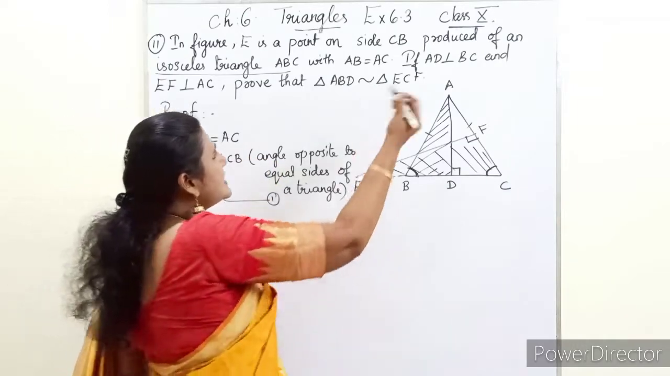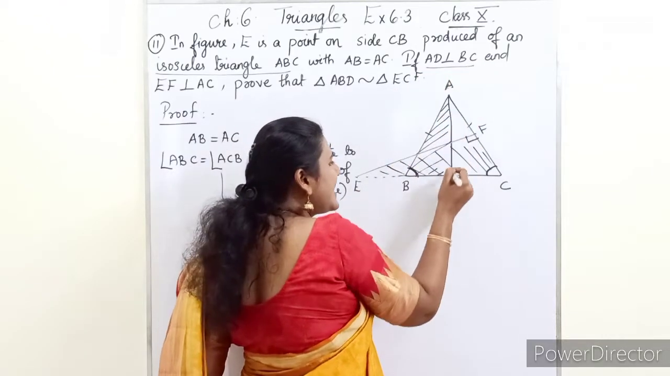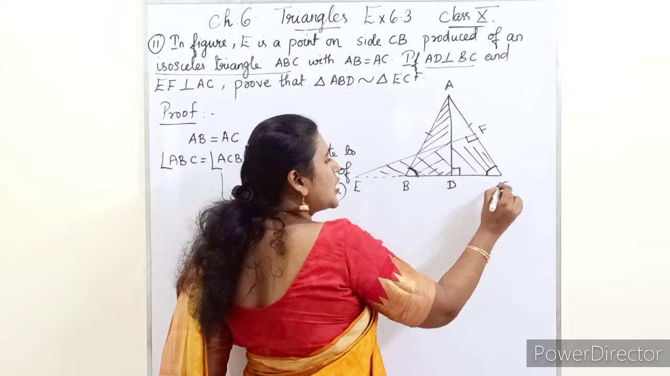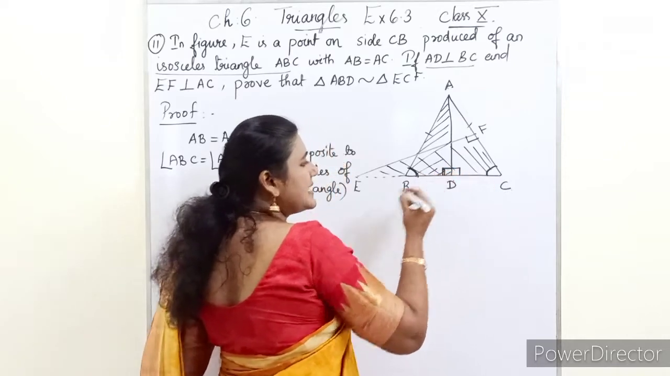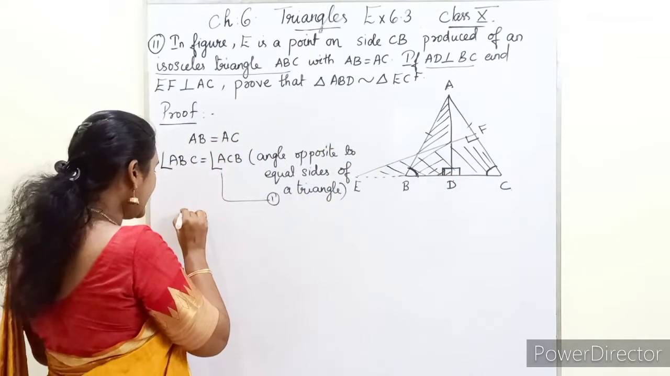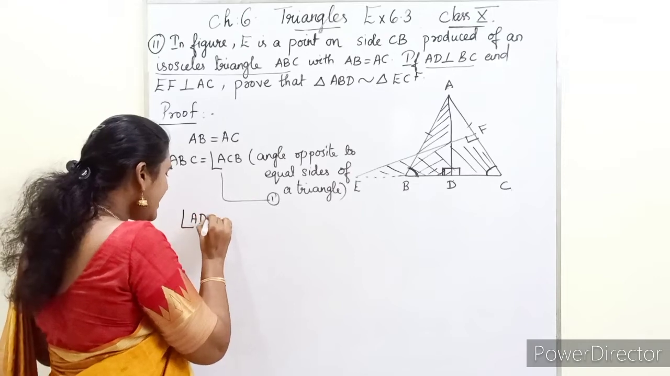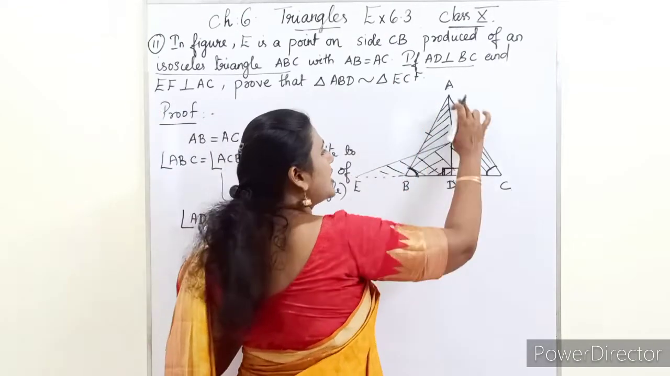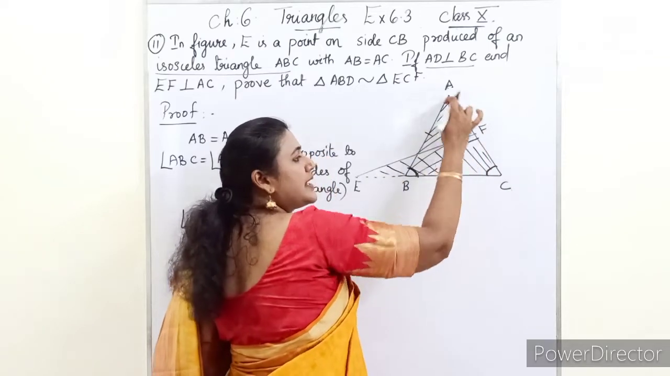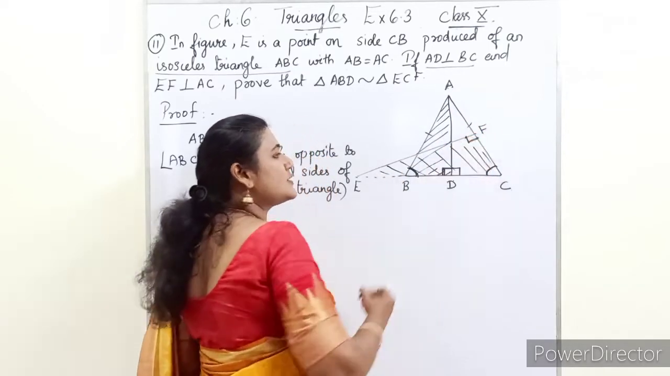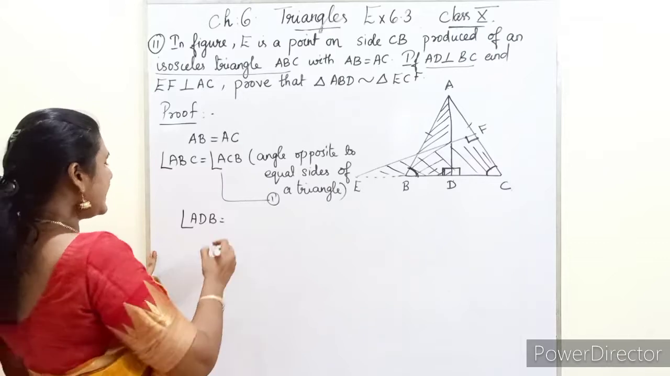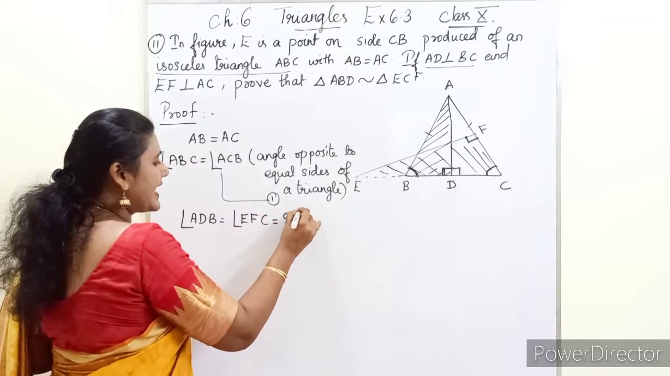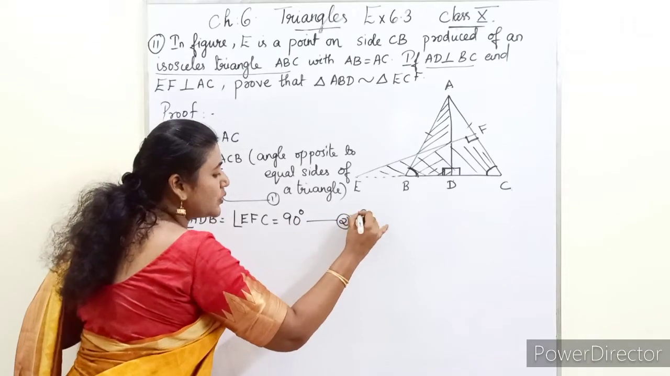Now the next condition. What is given? AD is perpendicular to BC. If AD is perpendicular to BC, then this angle is 90 degrees, so angle ADB is 90 degrees. Similarly, EF is perpendicular to AC, so this angle is also 90 degrees, that is angle EFC is equal to 90 degrees. This is the second equation.